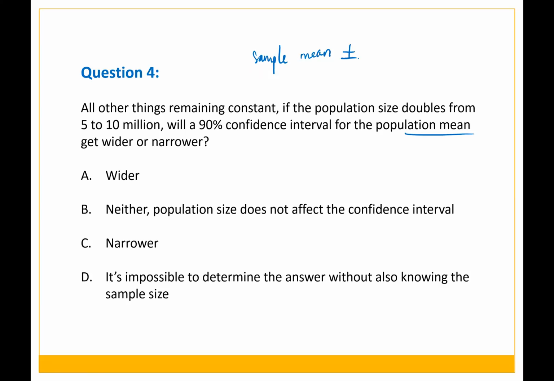The confidence interval for a population mean is sample mean plus or minus the standard deviation divided by the square root of n, with n being the sample size. Now if we look here, the change of the population doesn't affect any factors in the sample, and so the confidence interval is not affected by the increase in the population size. And so the answer that we have is B, neither. Population size does not affect the confidence interval, and it is only affected by the sample size.